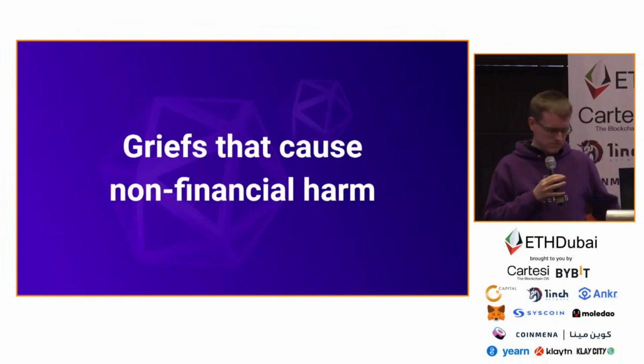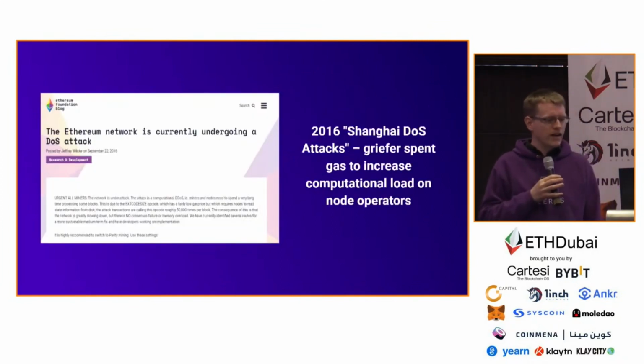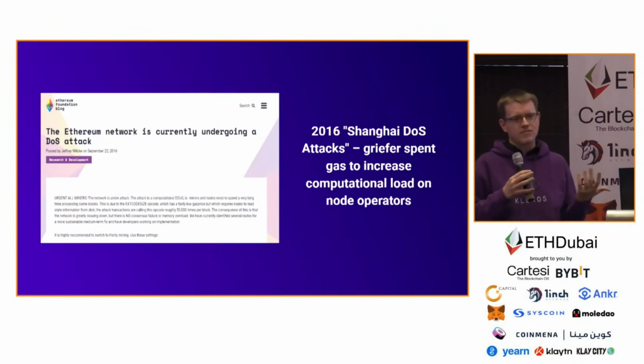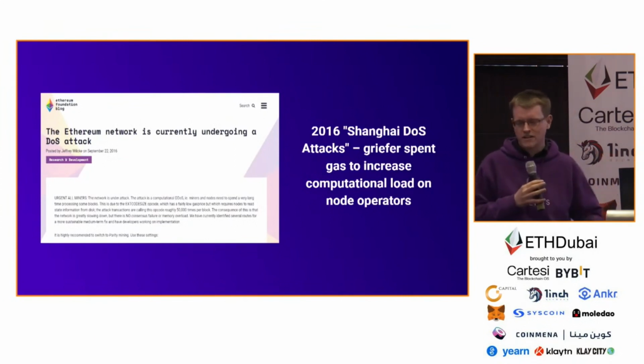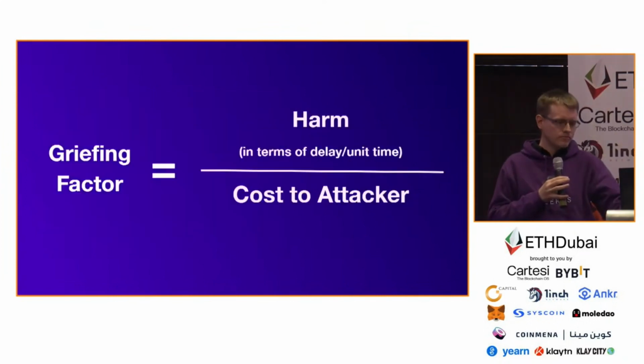Okay, so now just briefly hitting on some griefs that cause non-financial harm. In the Shanghai DOS attacks, the griefer spent gas to perform the attack. And as far as we know, they didn't seem to have any kind of financial benefit from doing this attack. There were different sets of attacks, but generally, they increased the computational load on node operators using different node software. So here, the harm is in computation having to be done, and the cost is in gas.